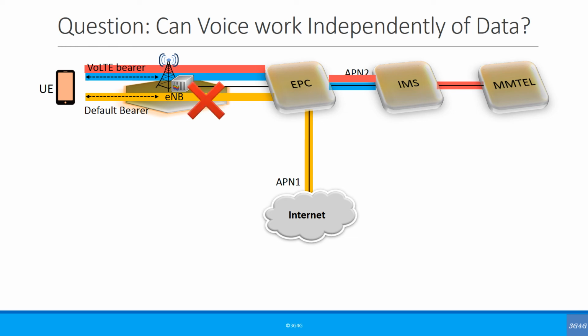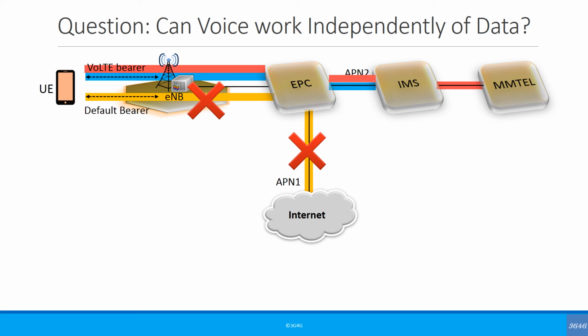So in theory, yes, you can not have a default bearer, right? So that means you have no data going on, but at the same time you still have your IMS signaling bearer and the VoLTE bearer. So in theory, yes, it's not an issue. In practice, it depends on how a particular vendor has implemented it.